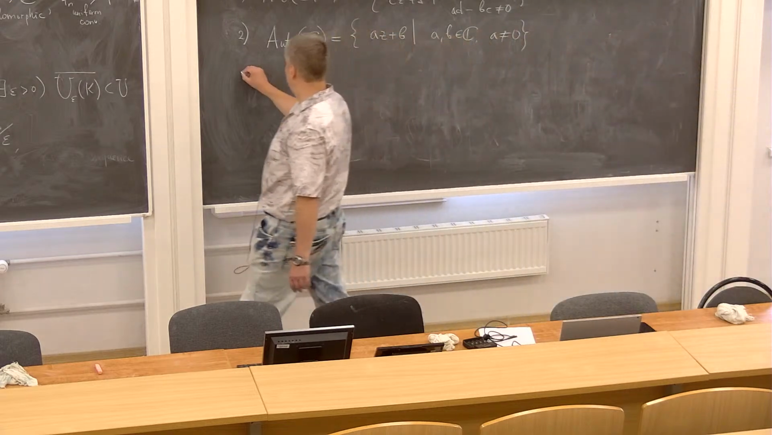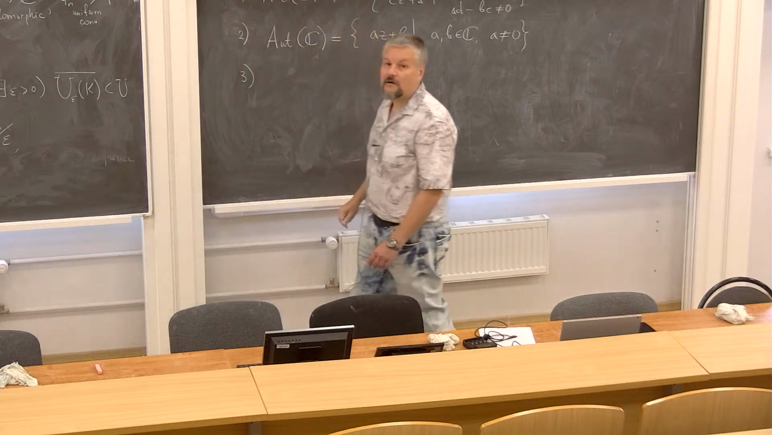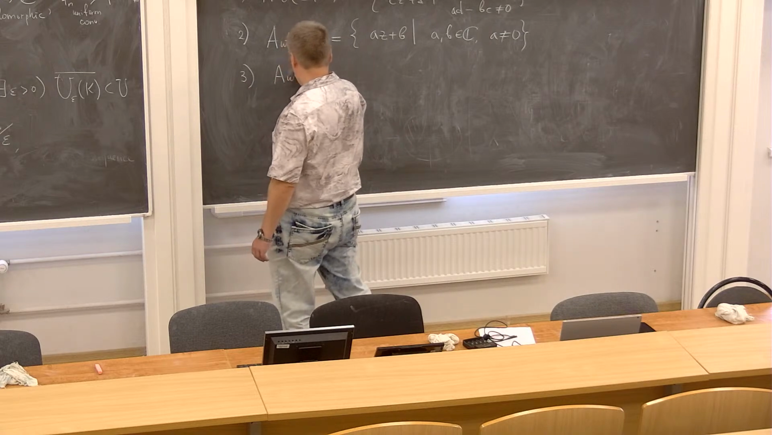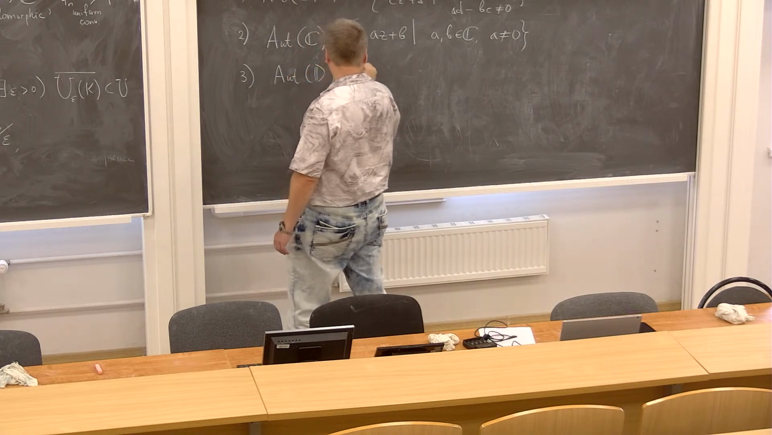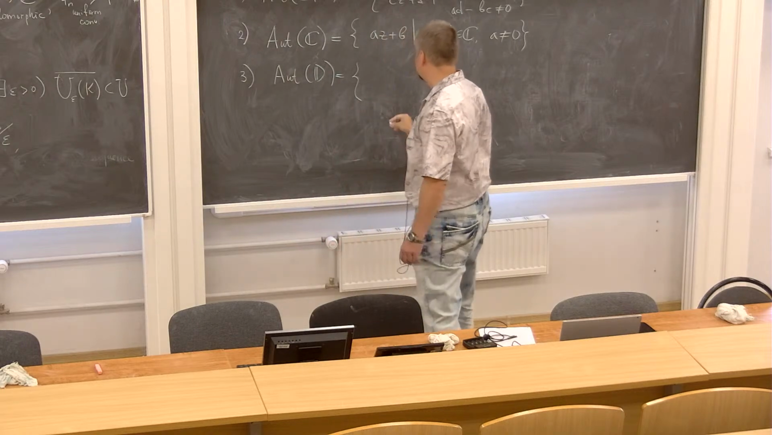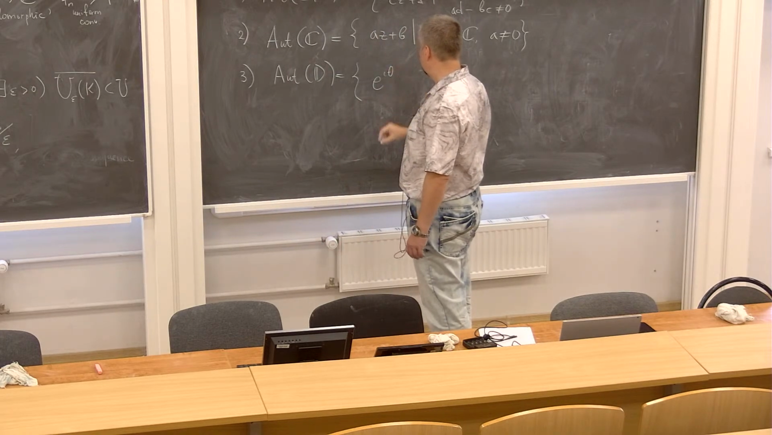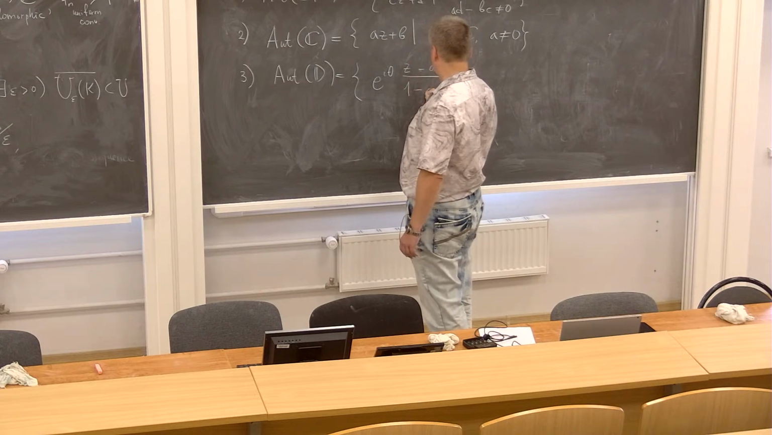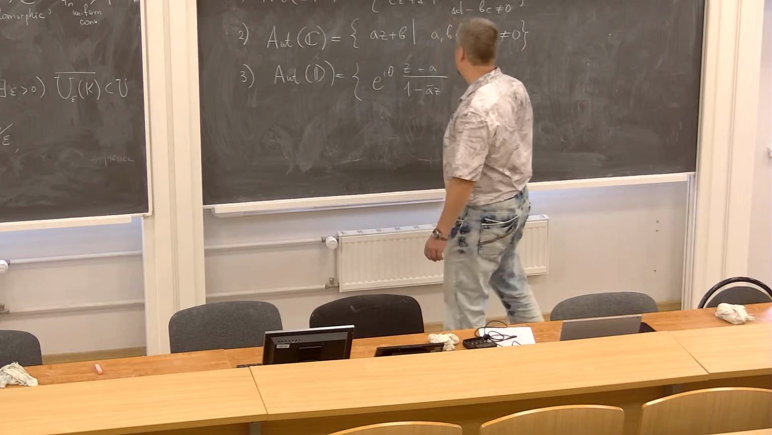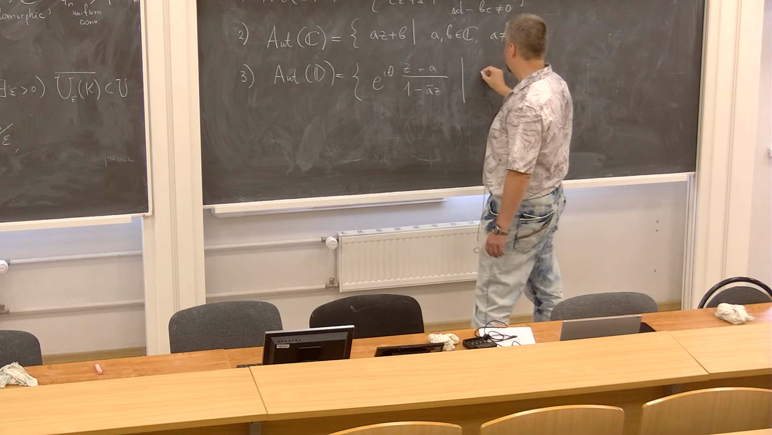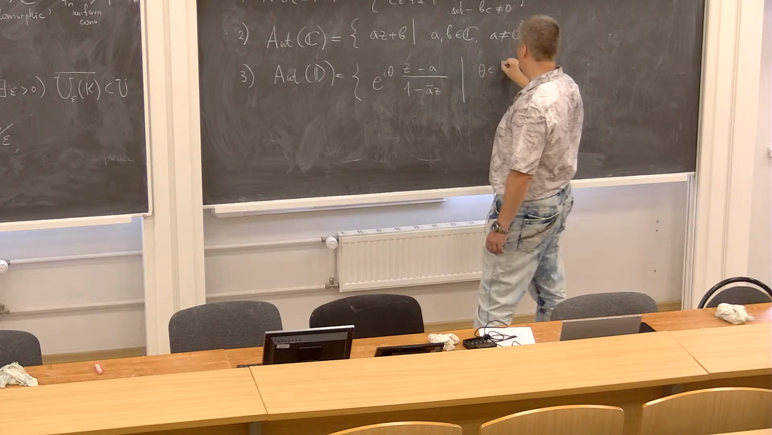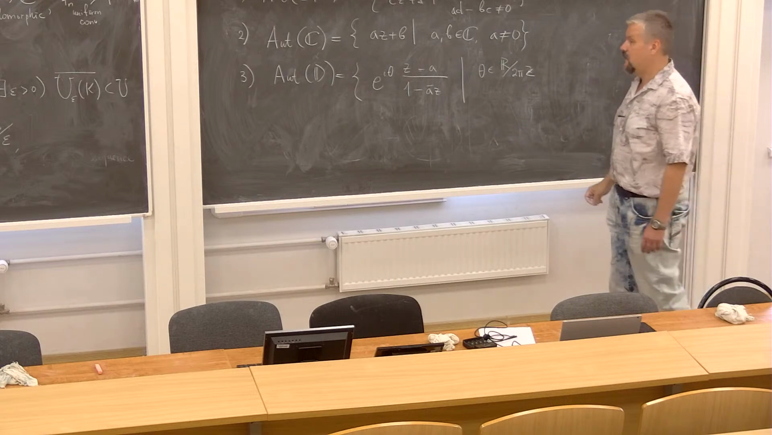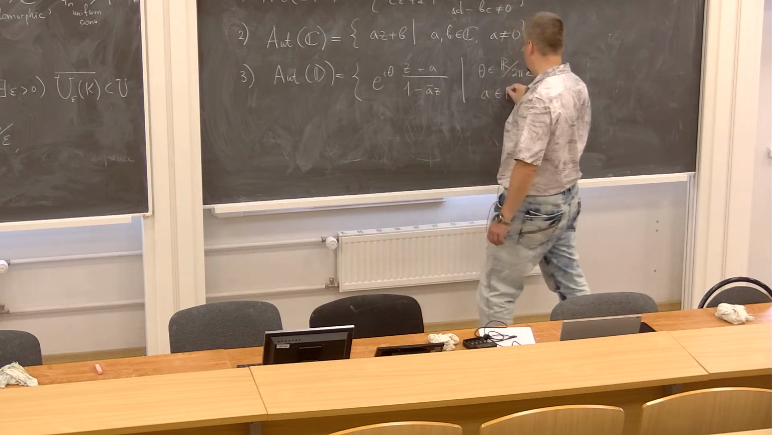Now the third automorphism group is that of the disk. For the disk, the automorphism group consists of all maps of the form e to the i theta, times (z minus a) divided by (1 minus a bar z), where theta is a real number, or if you wish, real numbers modulo 2 pi, and a is some point in the unit disk.